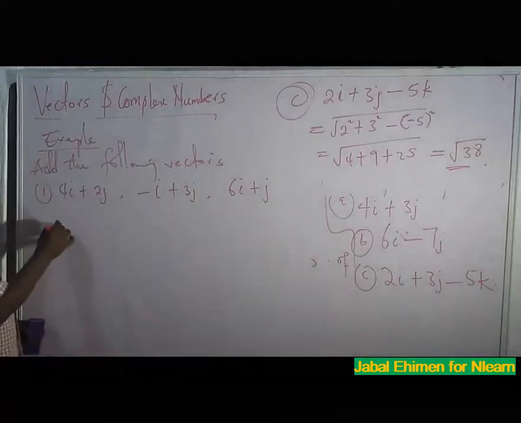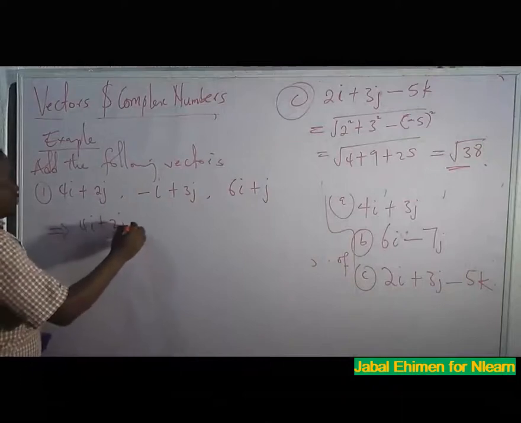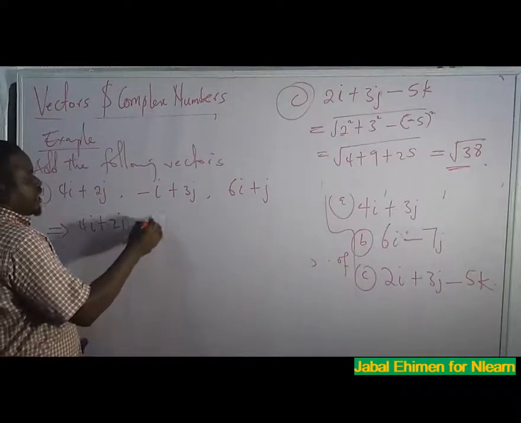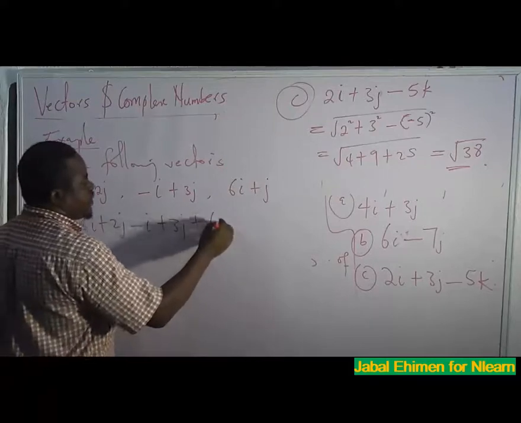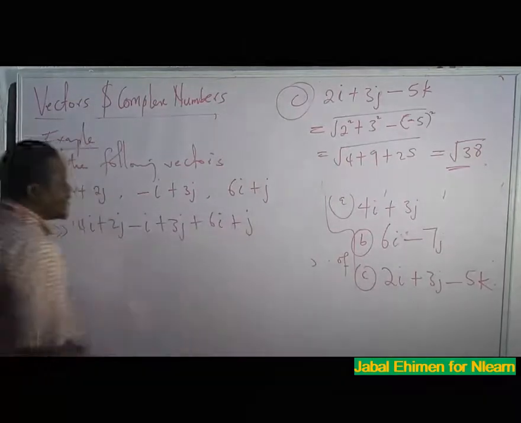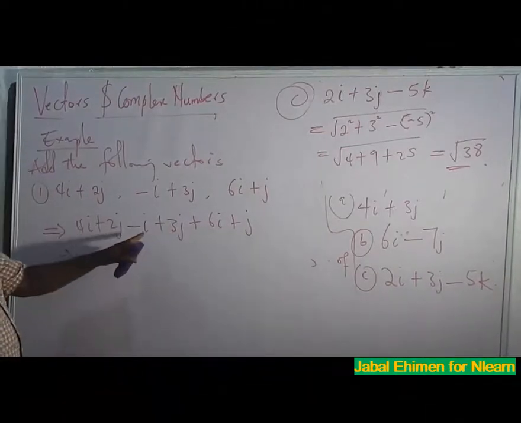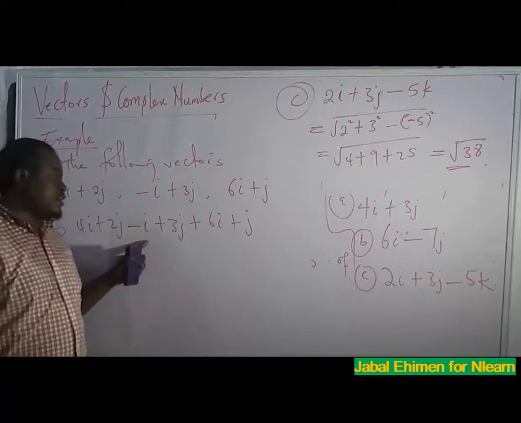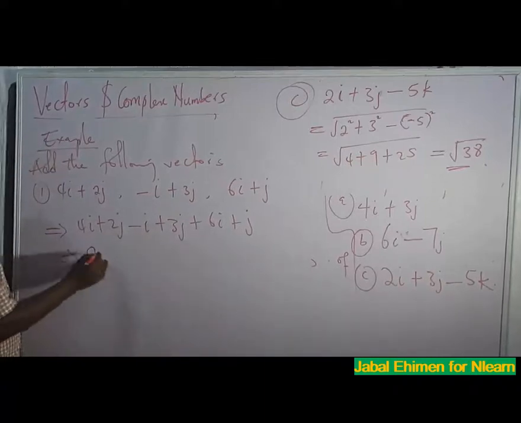By addition, you just add all of them. 4i plus 2j, minus i plus 3j, plus 6i plus j. You're adding everything together. So when you add, what do you get? 4i minus i, that's 3i. 3i plus 6i, that would be 9i.